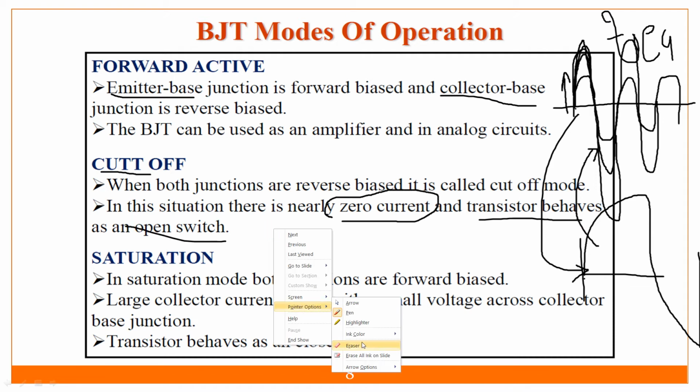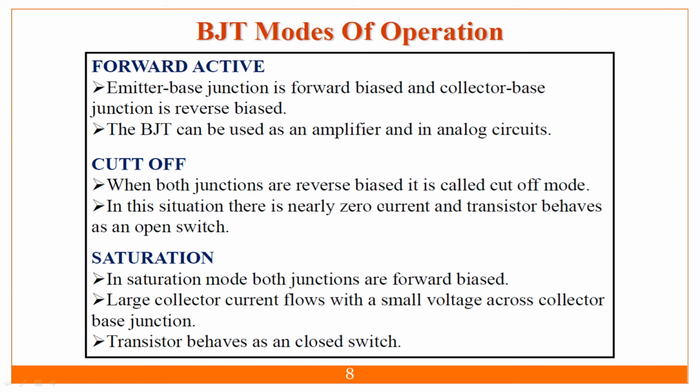Let me erase the things first. So in the cutoff region, suppose this is my bulb, and I have connected this bulb via one switch. If I want to turn it on, I put the switch on, then current flows and the bulb turns on. And if I open this switch, it is an open switch, so the bulb is off and no current flows. Like this, this will happen.